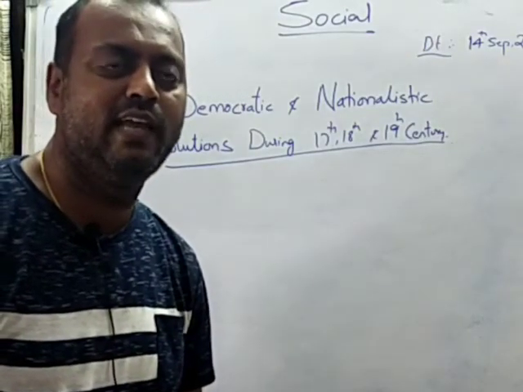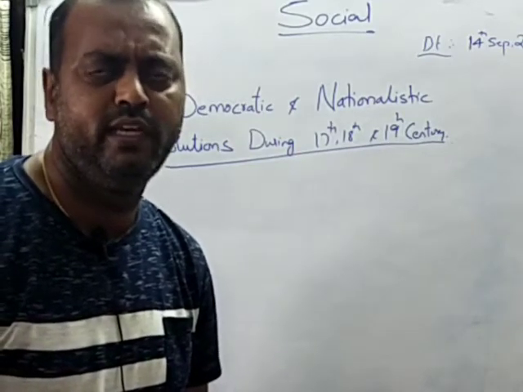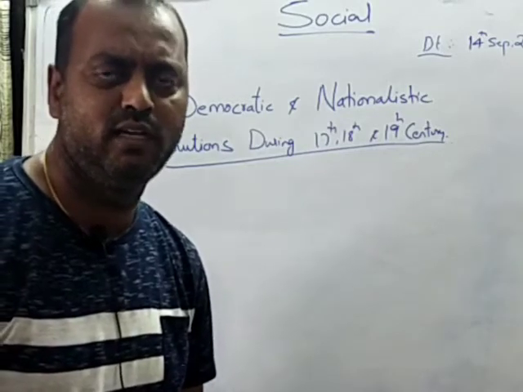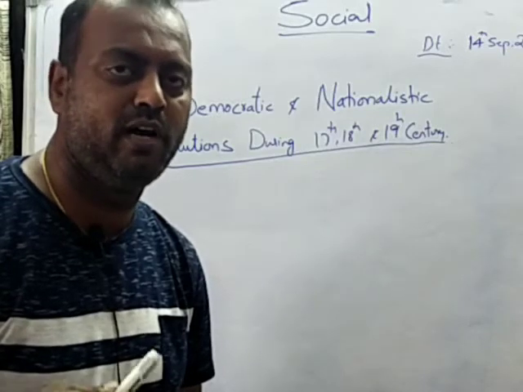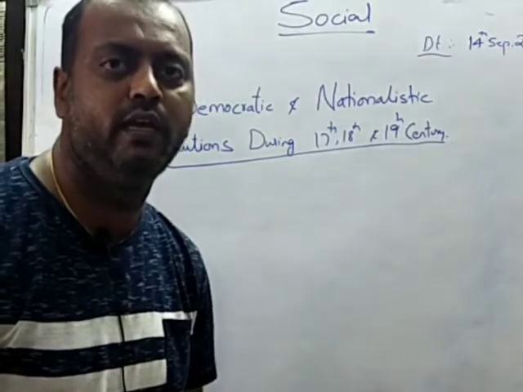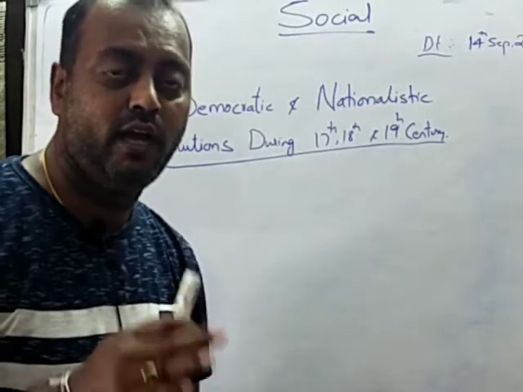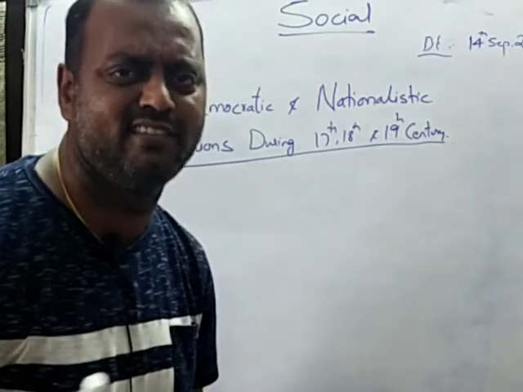Children, in the last class, there was an introduction about history. We divided history into four divisions: ancient history, medieval history, and modern history, and modern history we have divided into the pre-modern or early modern history, and the modern history. We have classified it as per the chronology. Chronology means as per the years we have divided.